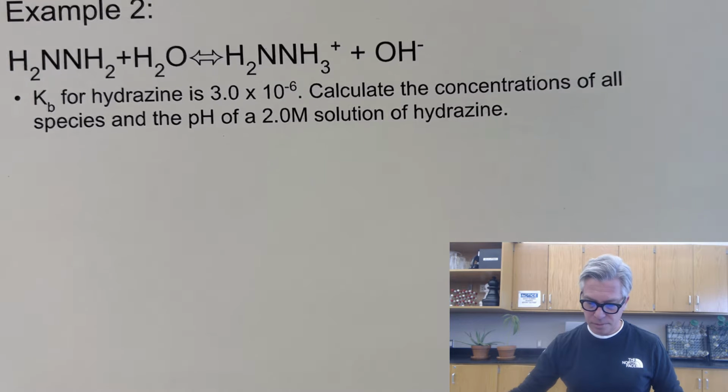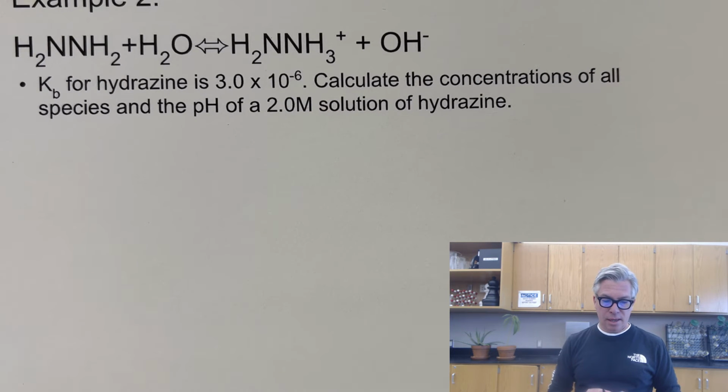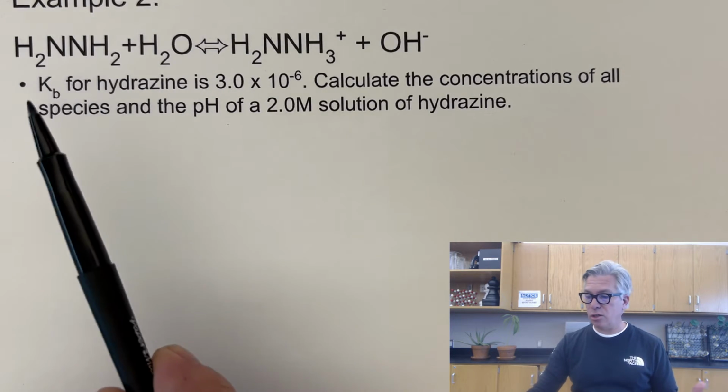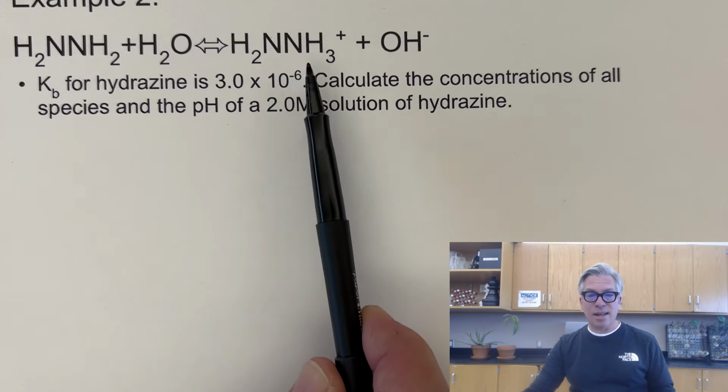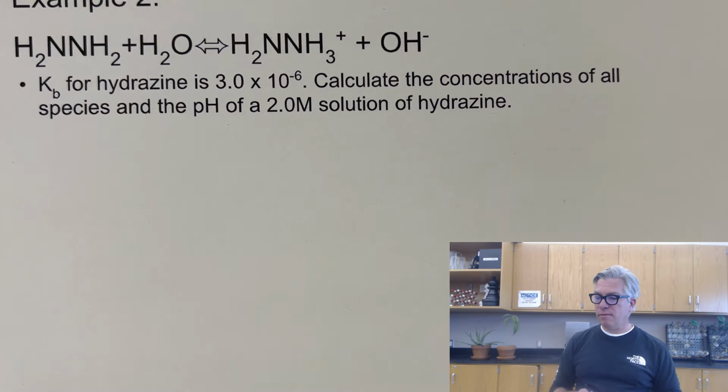And I have a second example, and this is hydrazine. And so hydrazine has two nitrogens and a couple of hydrogens on the end. We sometimes write it like this to show its structure. But along the way, it's going to gain an extra hydrogen from the water, producing the OH. Take a moment and see if you can find the pH of this solution.